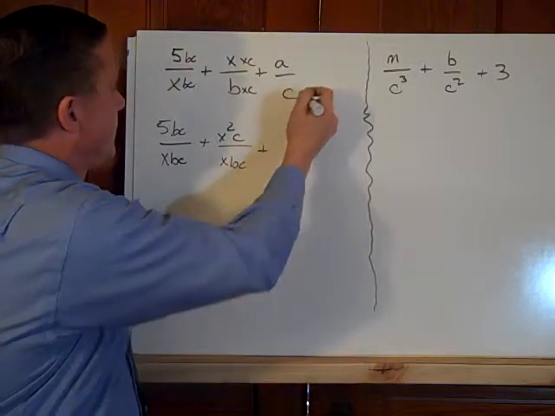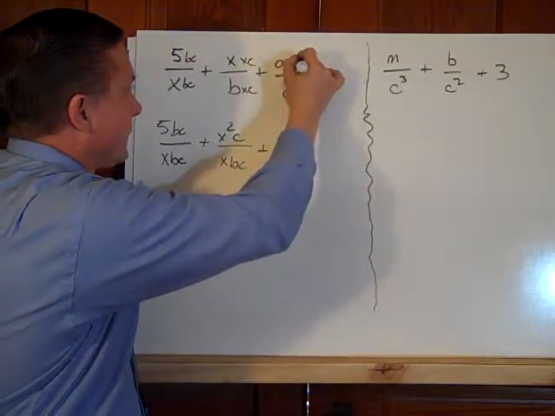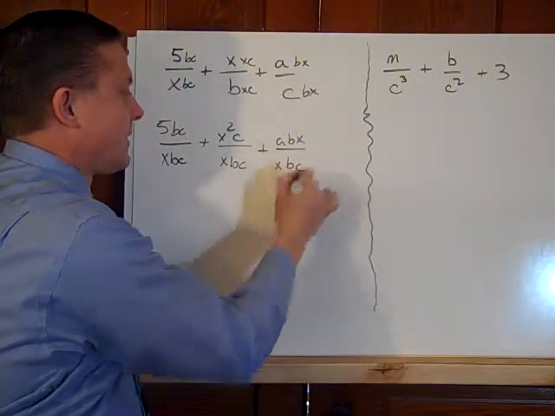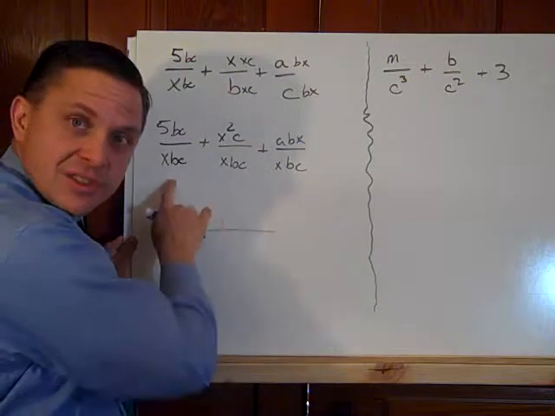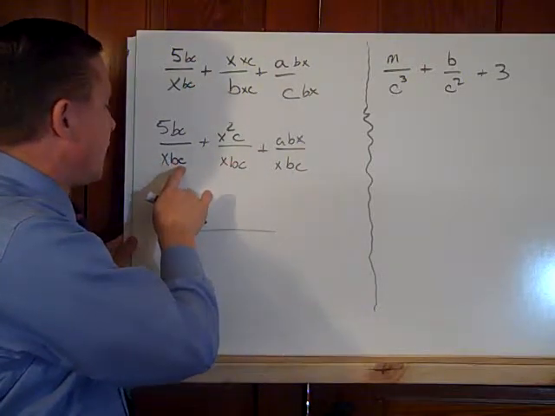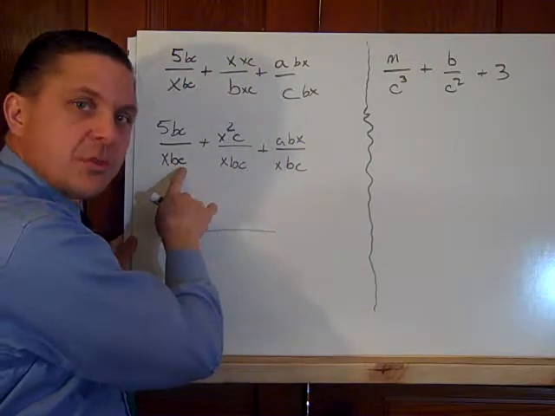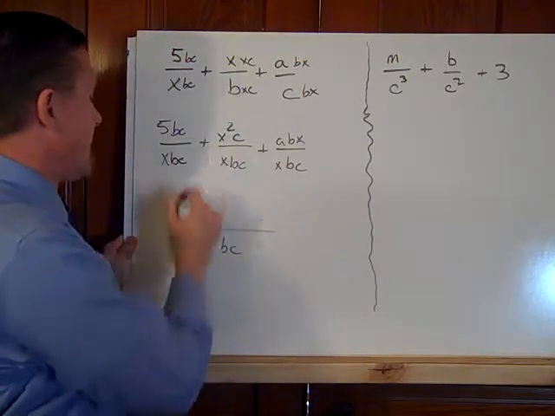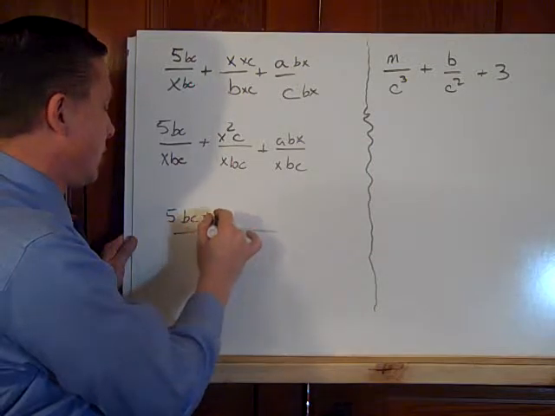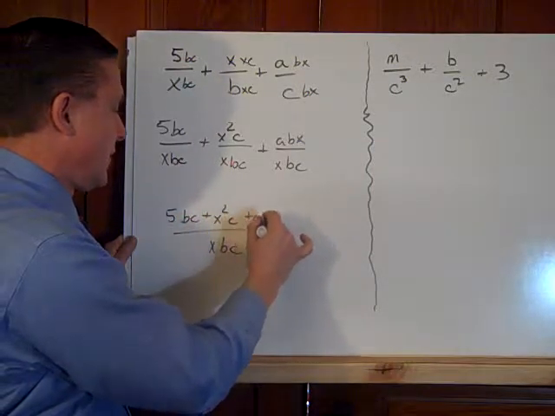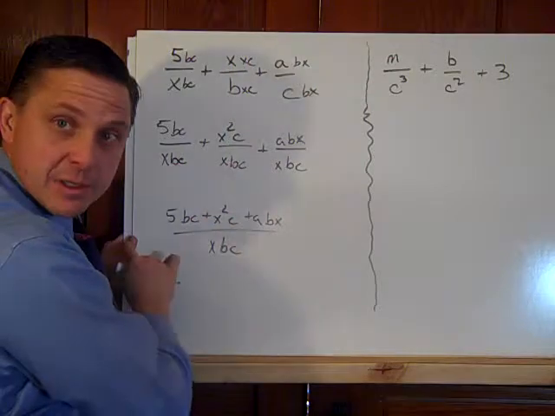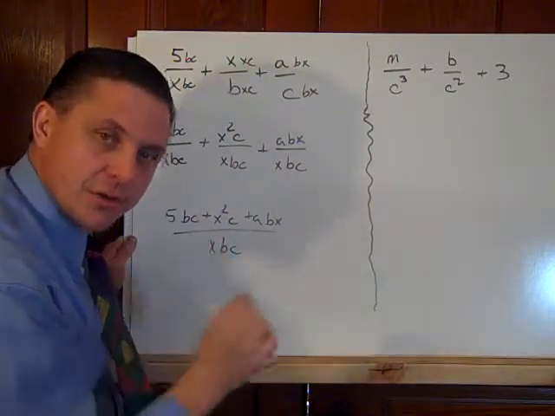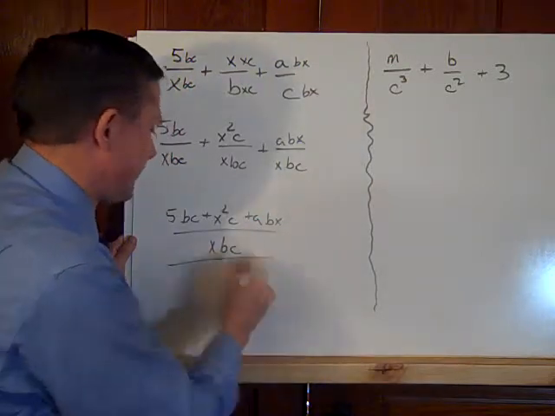And on the last one, I need a B and an X. So I can write this as ABX over XBC. Now I suppose I could have written that as BCX or CXB or any combination of 3 because it doesn't matter what order. So I wrote it as XBC. I will leave it as XBC. Now the numerator becomes 5BC plus X squared C plus ABX. Nothing is common. Nothing can cancel. Often students want to try to make this smaller. There's no way to make it smaller. That is the solution.